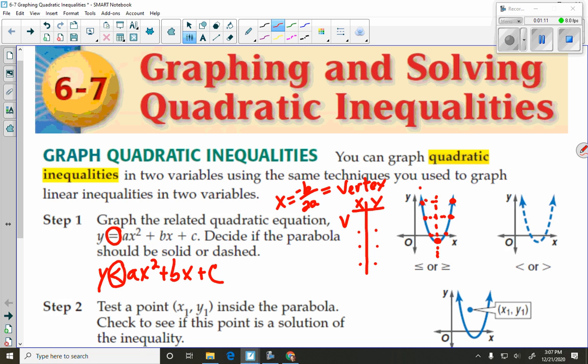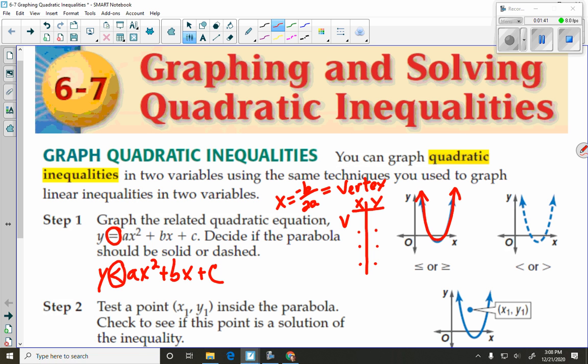Now, here's where it gets different. Instead of just going and drawing your line, that's kind of automatic because it's the last step, and you're like, hey, I'm done. You got to wait and pause. Does my inequality symbol have an equal bar? In other words, every dot on this line, does it make the equation true? An equal bar makes everything true. And so if it has that equal bar, then you're going to have this solid line on your parabola.